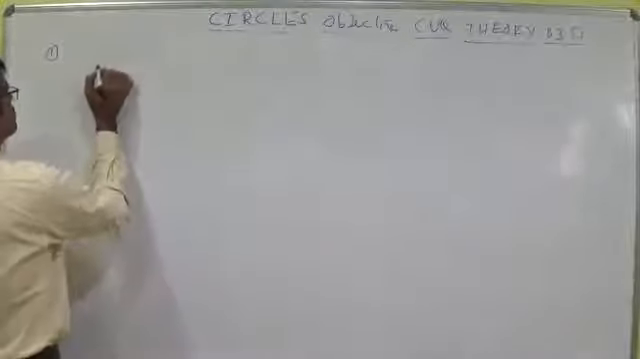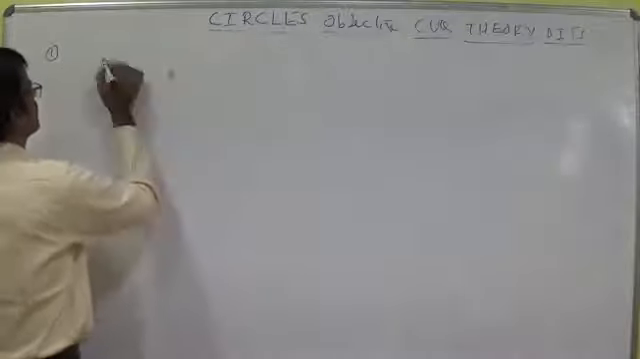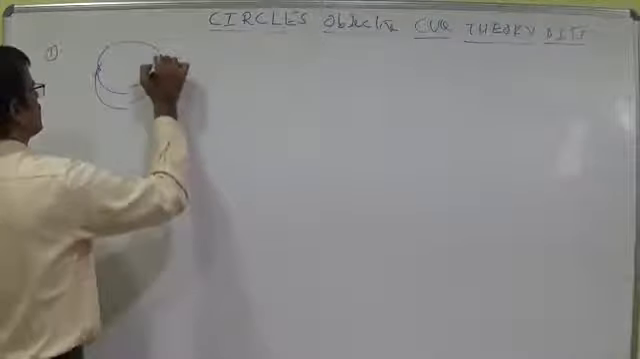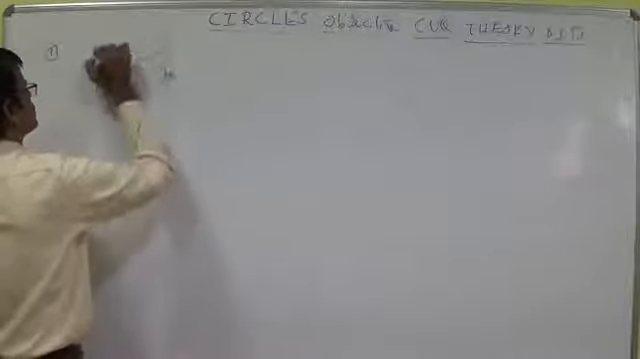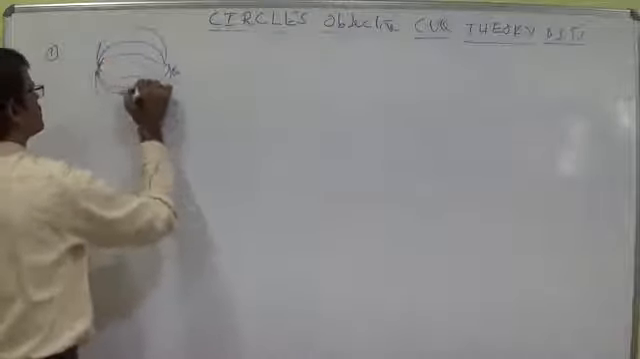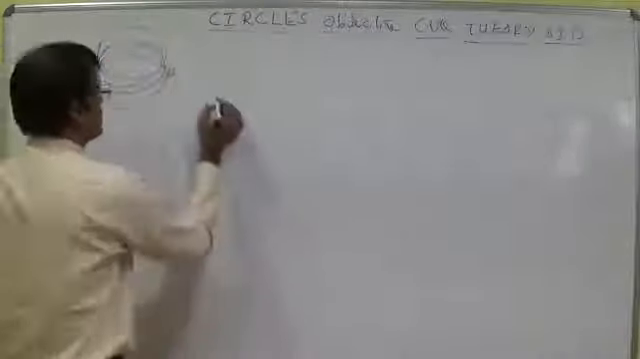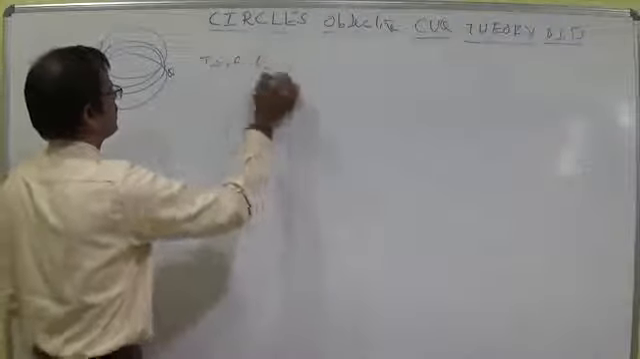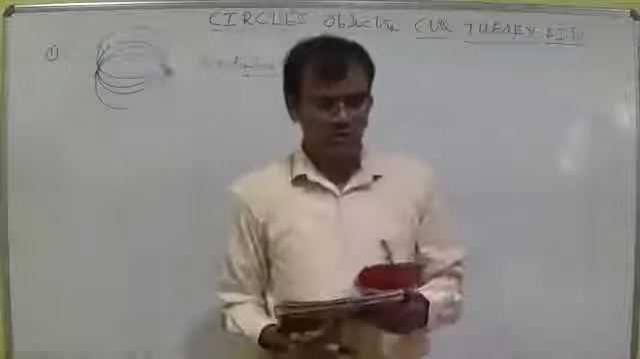Take this one. This is P and this is Q. Depends upon PQ, draw a circle like this, and draw a circle like this, and like this. So what did you observe? Plenty of circles we can draw, infinite. That's all. First question answer.